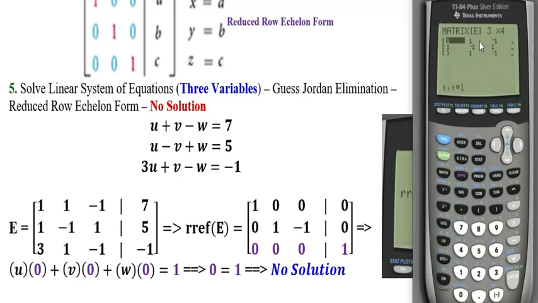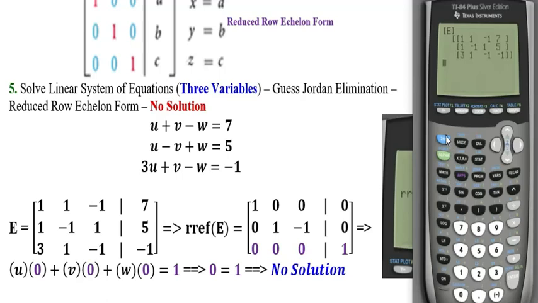So make sure our entries are correct: 1 1 3, 1 minus 1 1, minus 1 1 minus 1, augmented with 7 5 minus 1. Second quit, second matrix. Let's go to E, and that is 1 1 3, 1 minus 1 1, minus 1 1 minus 1, 7 5 minus 1.